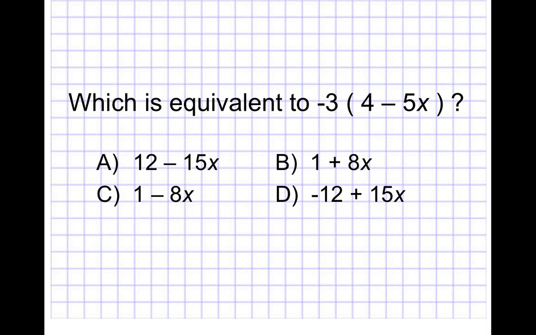So which expression is equivalent to negative 3 times 4 minus 5x? The equivalent expression is choice D, negative 12 plus 15x, which algebraically we can get by multiplying the 4 by the negative 3 and also multiplying the negative 5x by the negative 3.